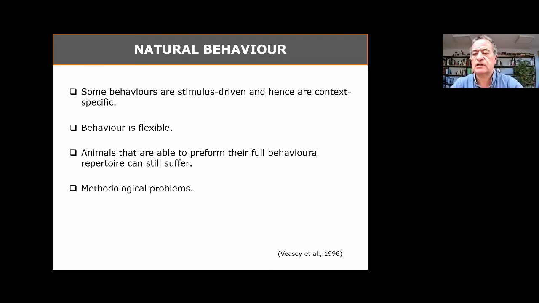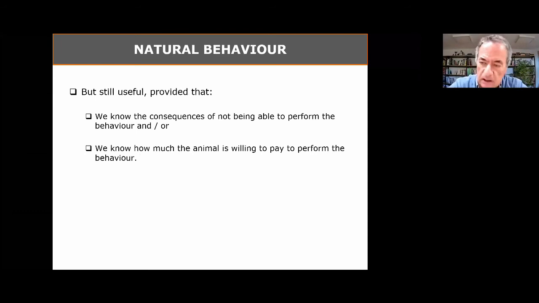And finally, we have methodological problems, and I'm not going to deal with them. But clearly, there are limitations when we want to use natural history or natural behavior as a guiding principle to assess the welfare of animals in captivity. Having said this, however, I do think, and many other people do as well, including the authors of the paper I was referring to, that natural behavior is still useful, provided that we know the consequences of not being able to perform the behavior, or we know how much the animal is willing to pay to perform the behavior. And then the question now is, do we have this sort of knowledge?